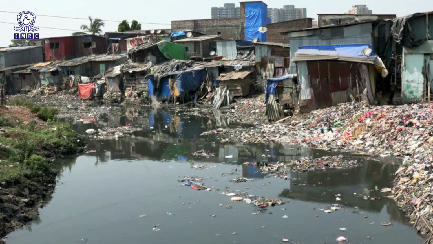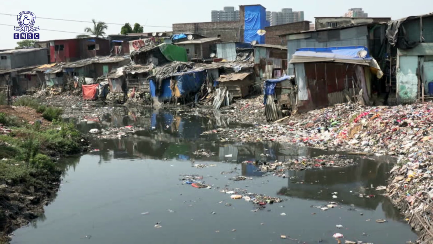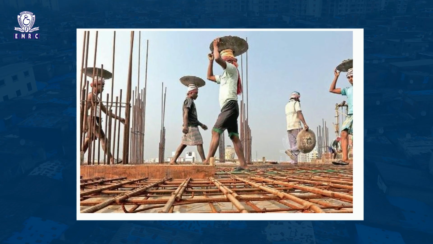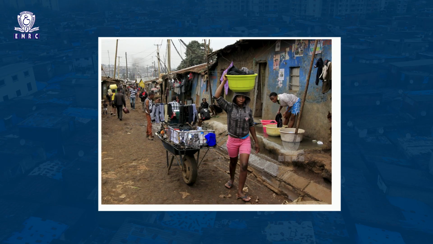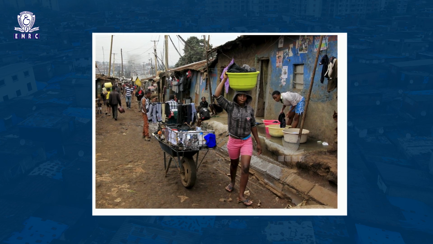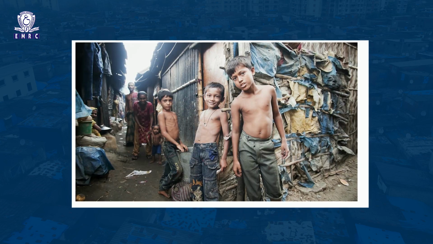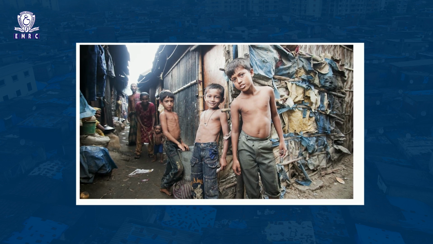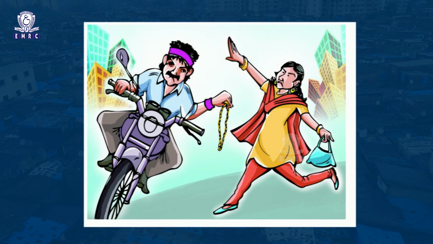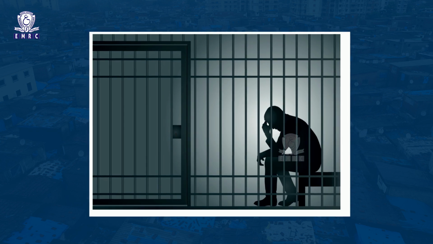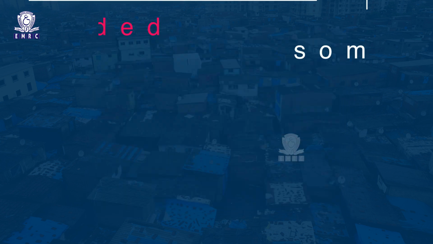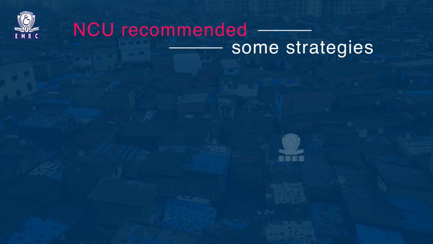Let's look into urban poverty. Urban poverty is manifested more prominently than overall poverty situations. The slums, informal sector, increasing casualization, underdevelopment of labor, pressure on civic services, high rate of educational deprivation and health contingencies retarding the growth of physical and mental capabilities, and high rate of crime and violence are the parameters of intense poverty. The NCU recommended some strategies.